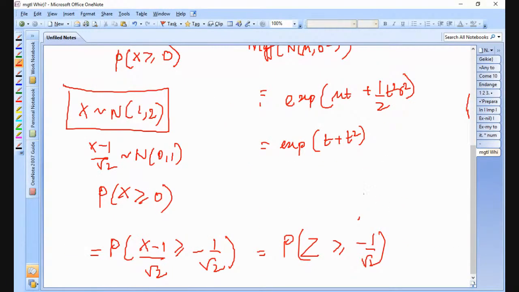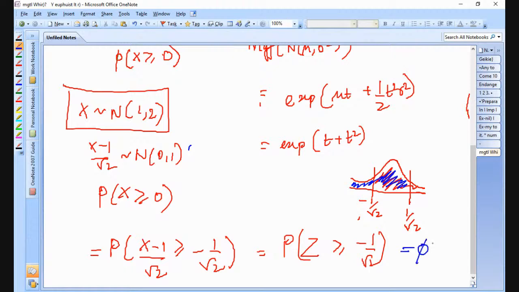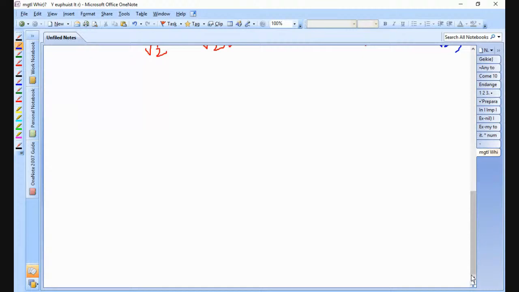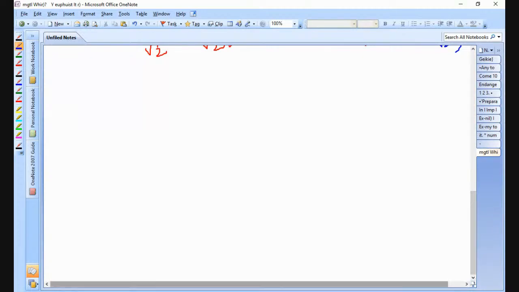Okay, number C. Why? Because if you draw the diagram, the area of Z greater than minus 1 by root 2 is the same as Z less than 1 by root 2. Like this red area is the same as this blue area by the symmetry. So therefore it's equal to phi of 1 by root 2. Very simple problem. And let's move to the next problem, guys. Any doubts in this problem, guys? It's a very simple problem.